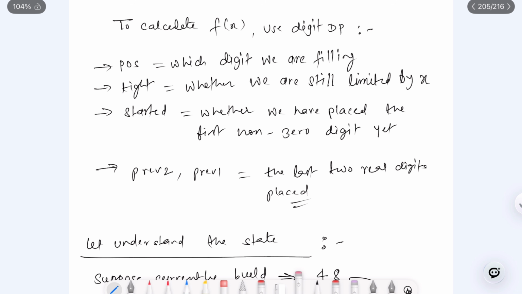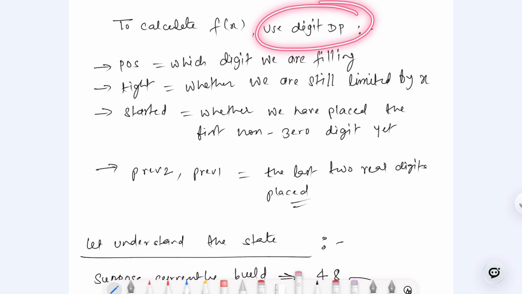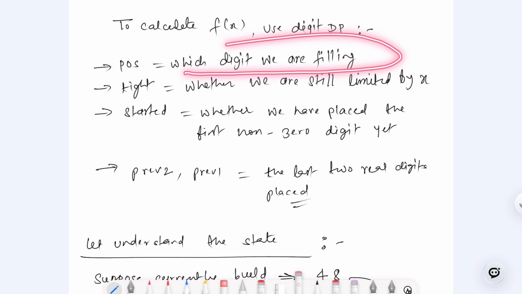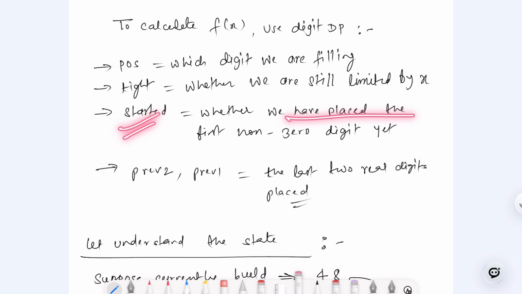So you are calculating overall, and that concept is called digit DP. To calculate this function f of x, we will use digit DP and pass some parameters. Basically we have pos, the position which the digits are going to fill. Then we have tight, whether we are still limited by x. Then started, whether we have placed the first non-zero digit yet or not, and then we have prev one and prev two, the last two digits. Let's suppose we will talk about the 48.